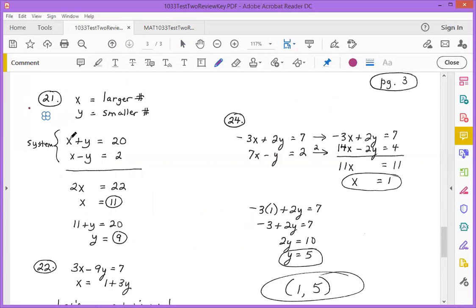So our two equations: x plus y, when we get the sum, we get 20. And x minus y, the difference is 2. This is our system that we want to solve. And to solve, we just add the top and bottom numbers together because our y's will eliminate. 1x plus 1x gives us 2x. 20 plus 2 gives us 22. And then we're going to divide both sides of the equation by 2.